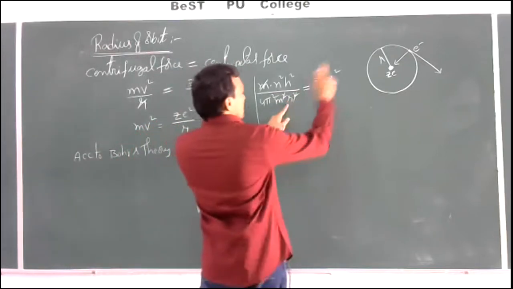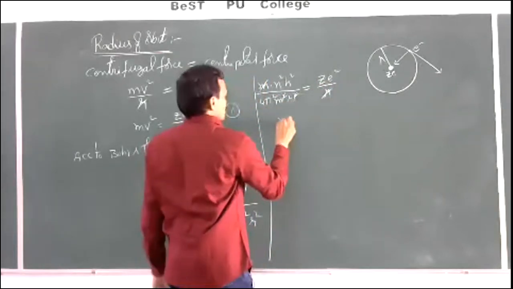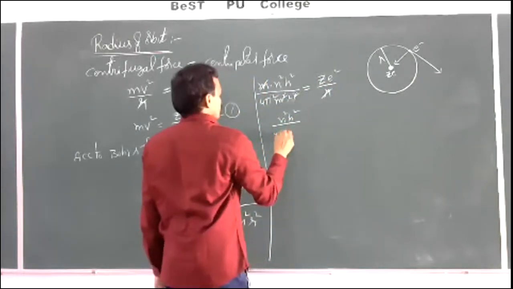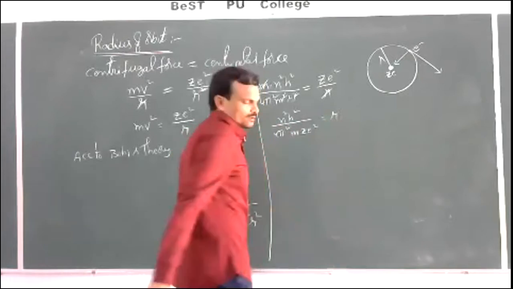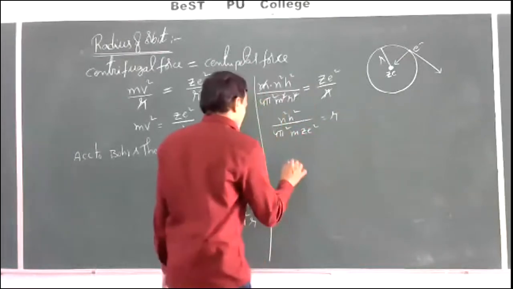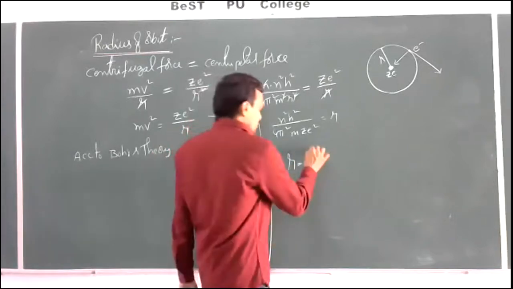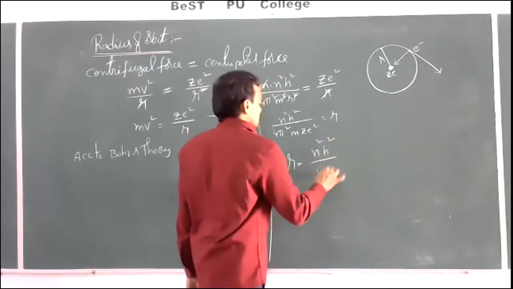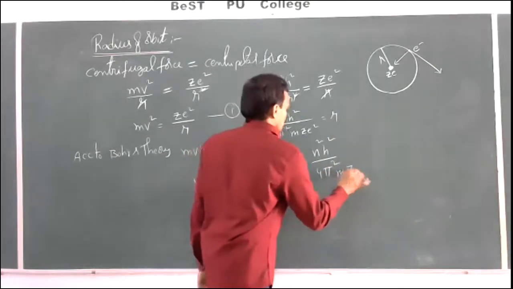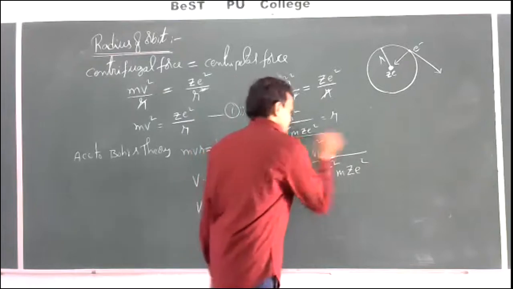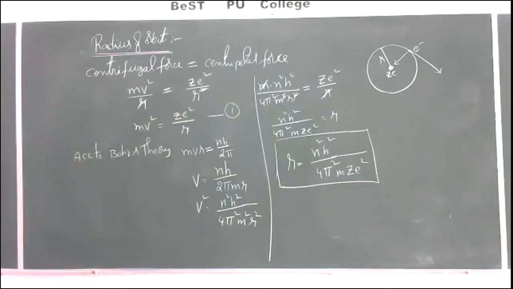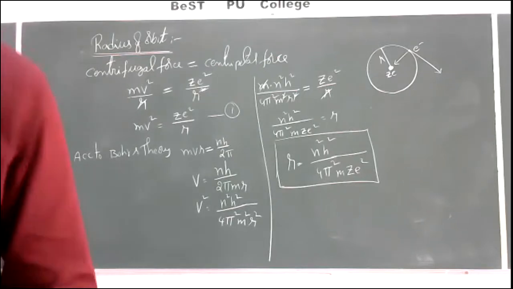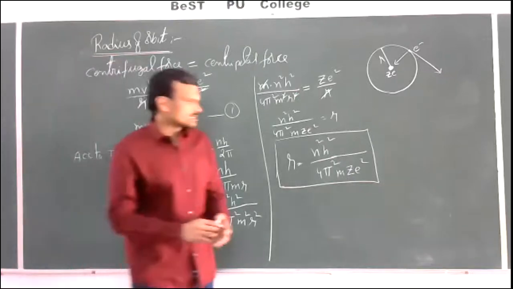Right. Now take this R here and Z square here. Now this becomes n square h square by 4 pi square mze square is equal to R. So therefore, the radius of the orbit R is equal to n square h square by 4 pi square mze square. This is the expression for the radius of the orbit.